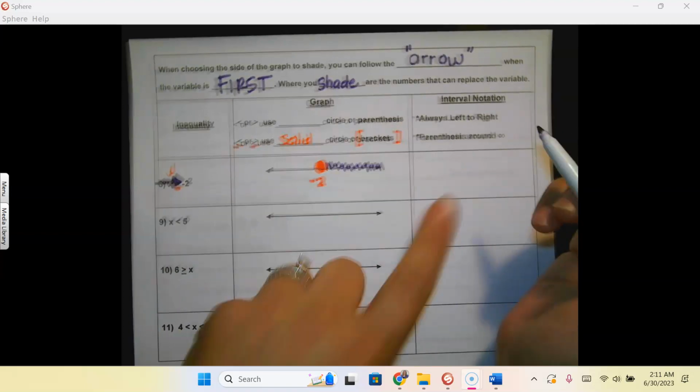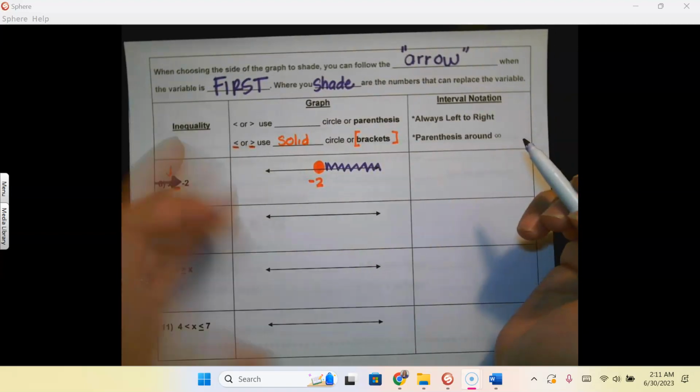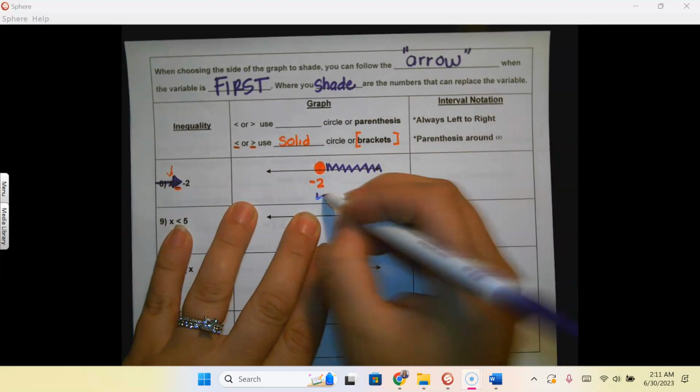So now to write this in interval notation, like we previously discussed in the last video, we always go from the left to the right.